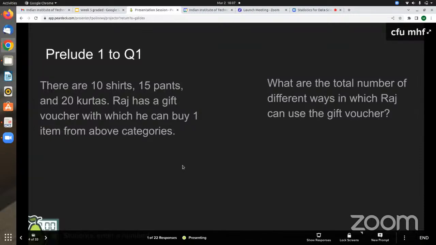Now Raj has a gift voucher with which he can buy one item from the above categories. I think in the previous session, which was held on Tuesday, we discussed this. So what is the total number of different ways in which Raj can use this gift voucher? One gift voucher is there and he has to choose one among these three: shirts, pants, or kurtas. How many ways will there be? 45. You can just enter your answer into the joinpd.